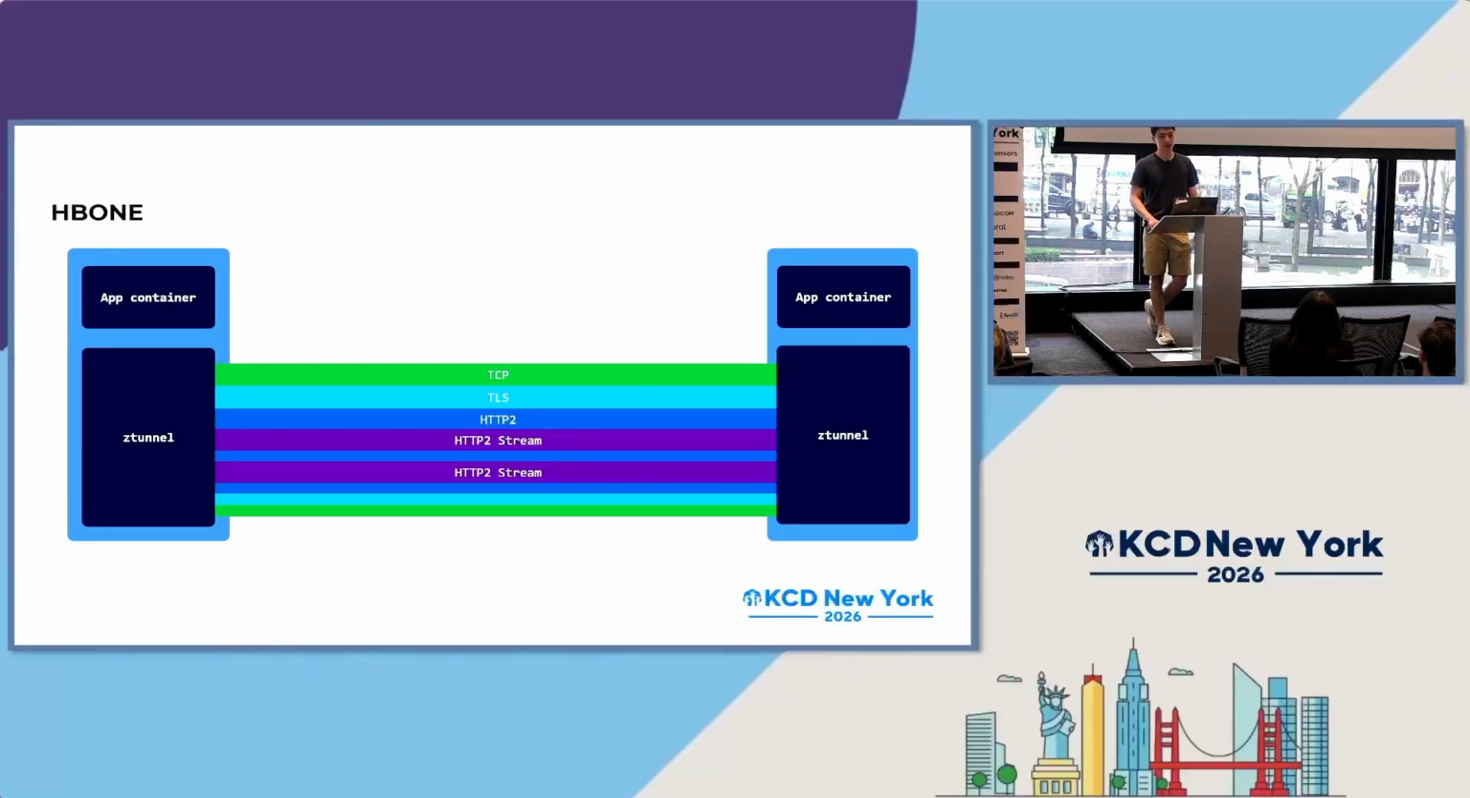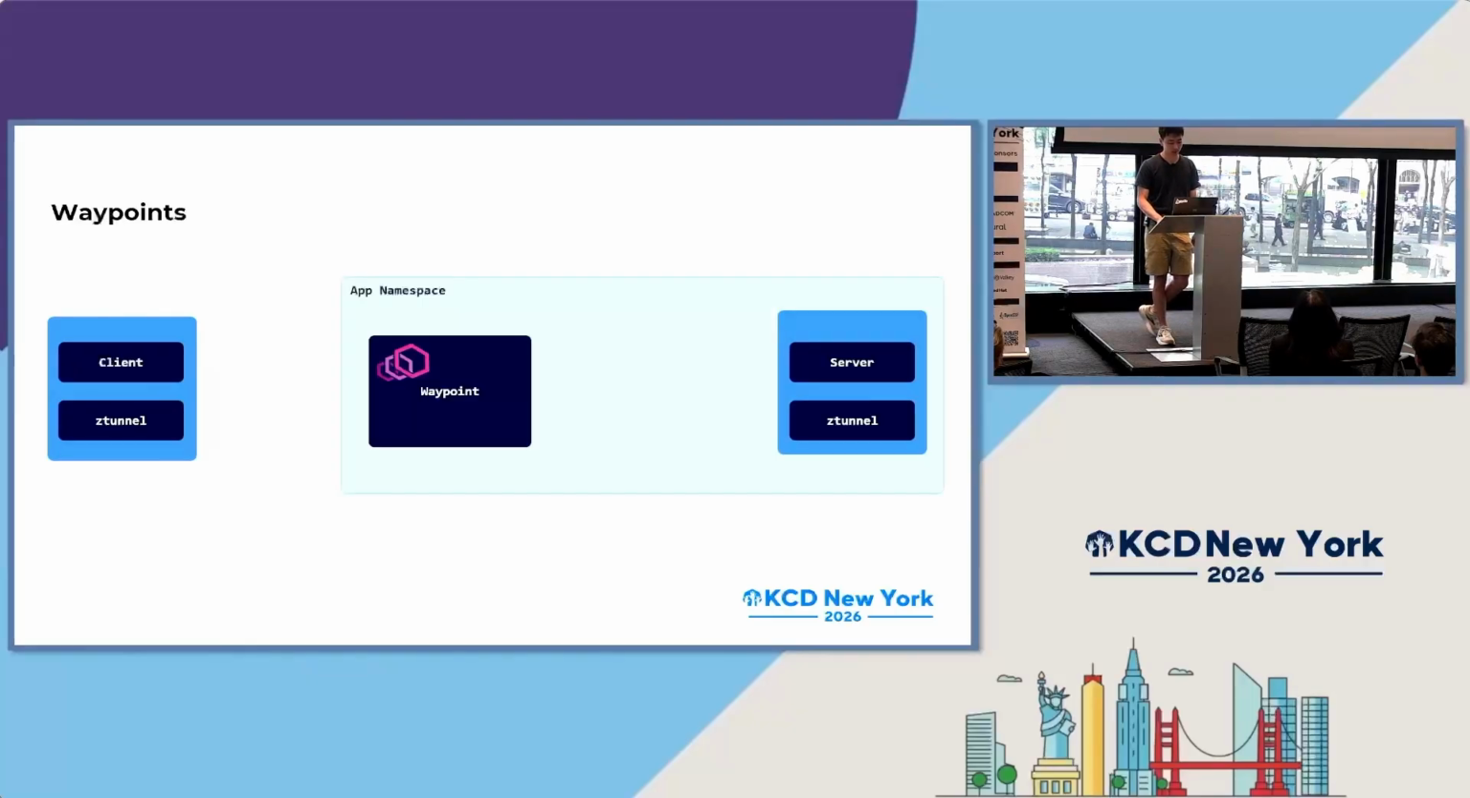So one thing that I mentioned earlier is that ztunnel is a very minimal proxy. It only does L4 stuff. It does encryption. It can do some basic authorization, authentication, and some very basic load balancing. But that's not enough to be a full service mesh. Right? Sometimes you need L7 capabilities. And that's where waypoints come in.